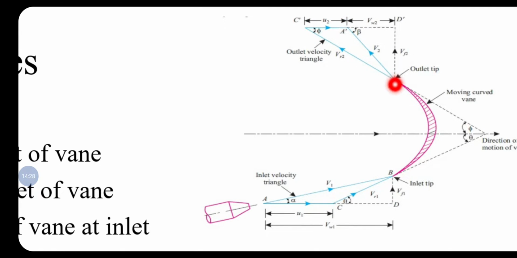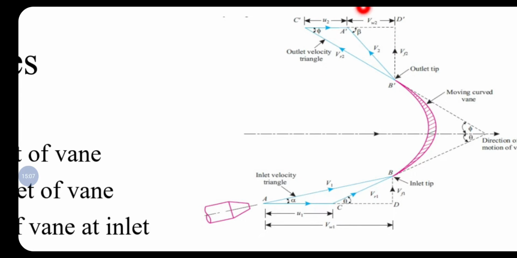Then if we join b dash to a dash, we get the actual velocity of the jet, that is v2. The angle made by v2 with respect to the horizontal is beta, and the remaining part, from a dash to d dash, will be the velocity of whirl at the outlet tip. If we drop a perpendicular from d dash to the point b dash, it represents the velocity of flow, Vf2, at the outlet tip.